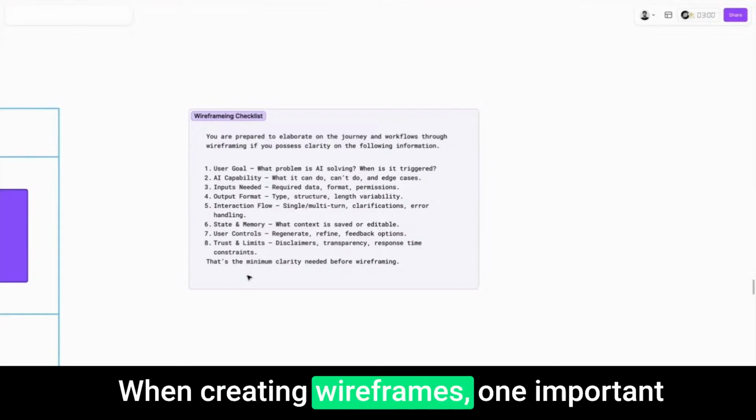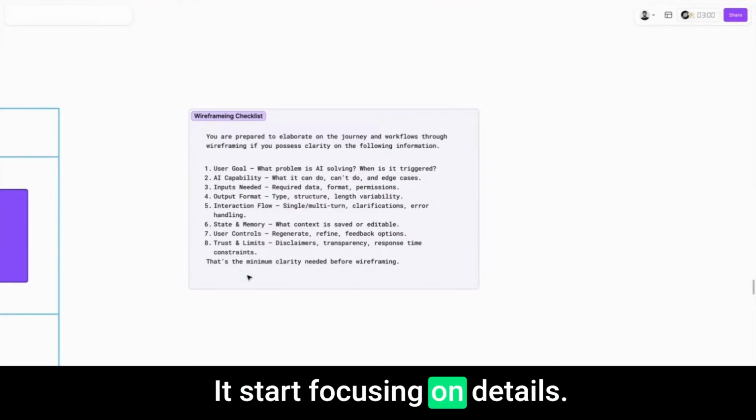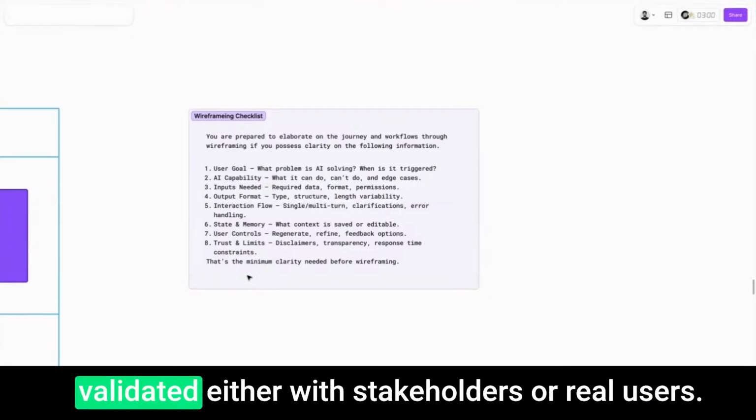When creating wireframes, one important thing to note is to test ideas quickly. Instead of focusing on details, focus on high level solutions so they can be validated either with stakeholders or real users.